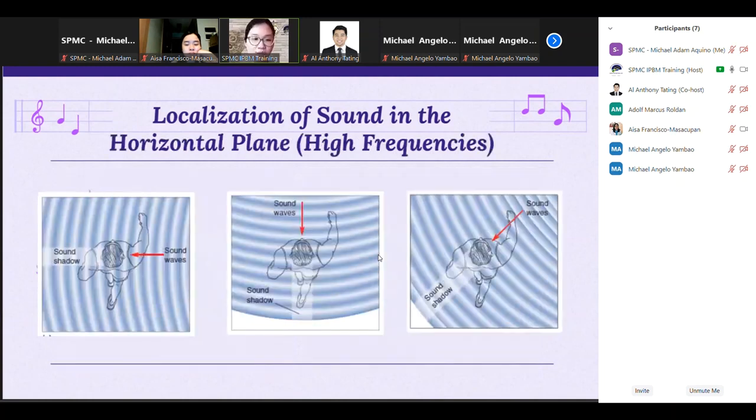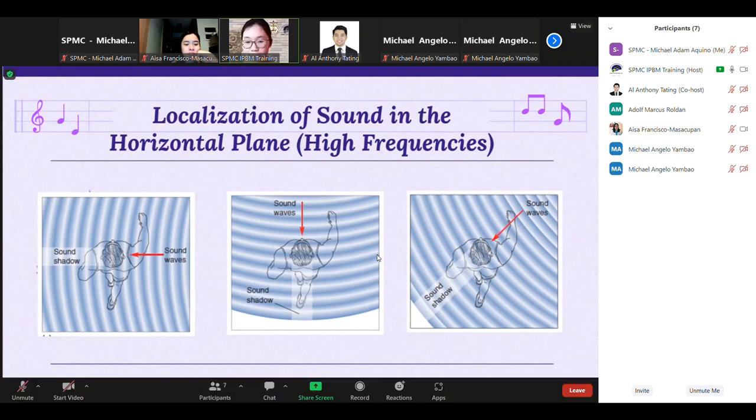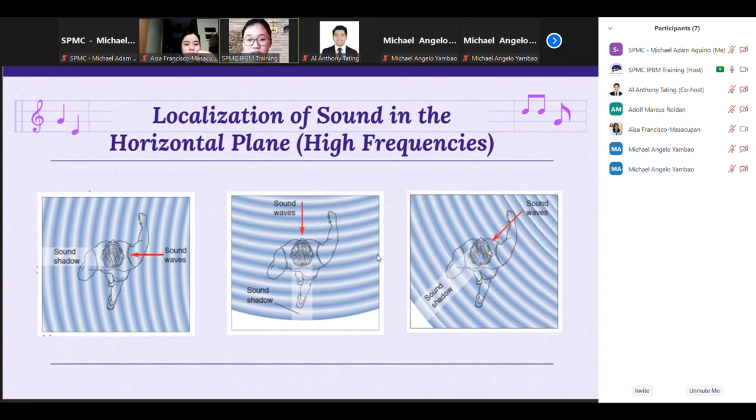Okay, now, how do we localize sound in the horizontal plane at high frequency? When there are high frequencies, there is what we call a sound shadow. The brain has another process for sound localization at high frequencies. Since the interaural time difference is not very significant when there is high frequency sound, we rely on the sound shadow. So let's summarize the two processes for localizing sound.